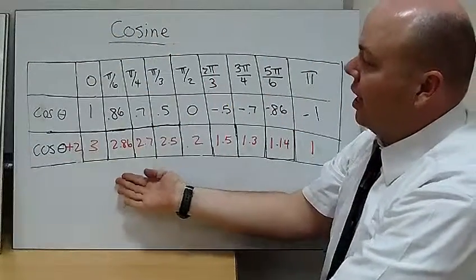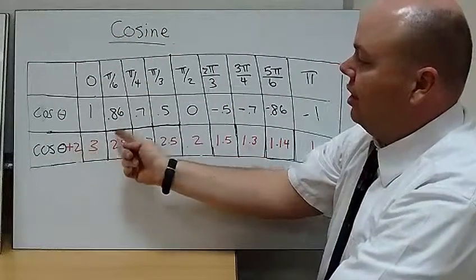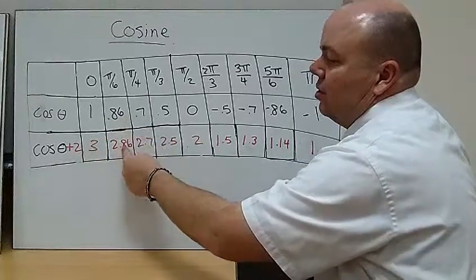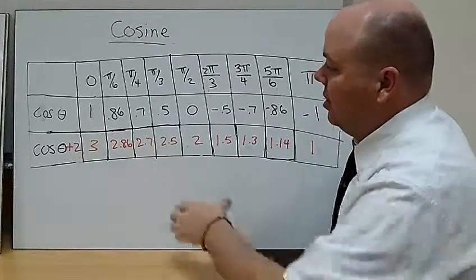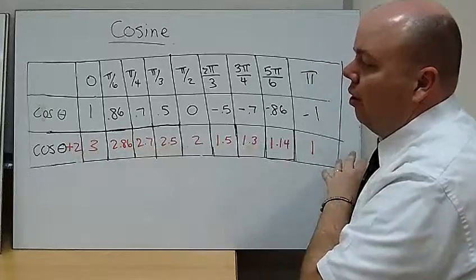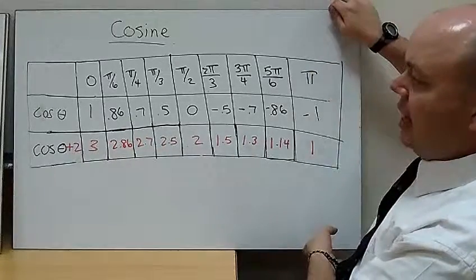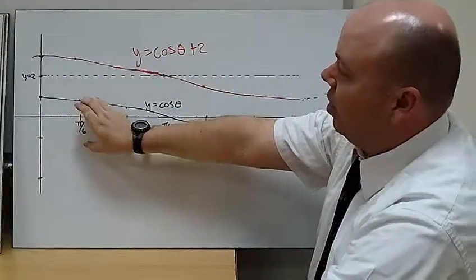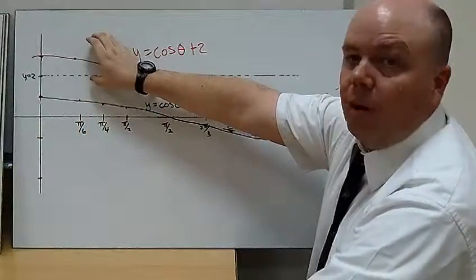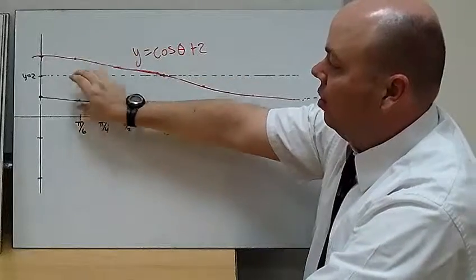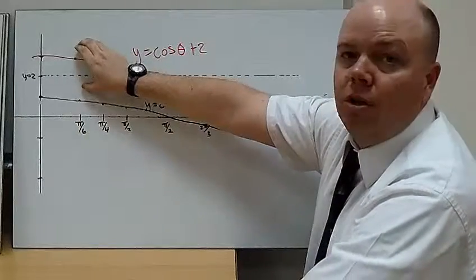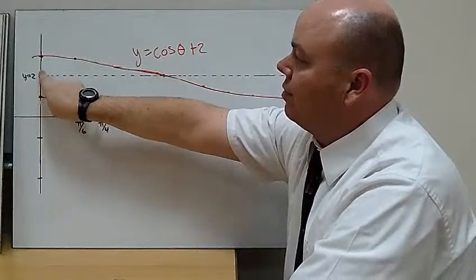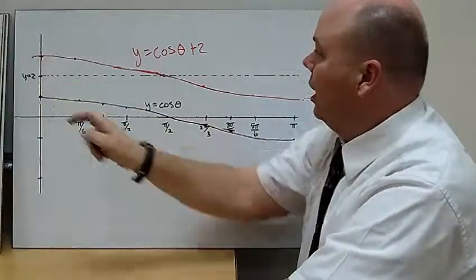What happens in cosine? If I add 2 to each of these, what happens? 1 plus 2 is 3, 0.86 plus 2 is 2.86, etc. So I've just added 2 to all those values. What effect does that have on the graph? Takes all of these points and moves them up 2 units. I have the same angle, they've just been shifted up 2 units. So instead of going through 1, it shifts up 2 and goes to 2.